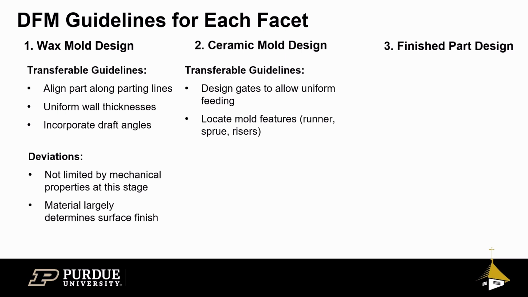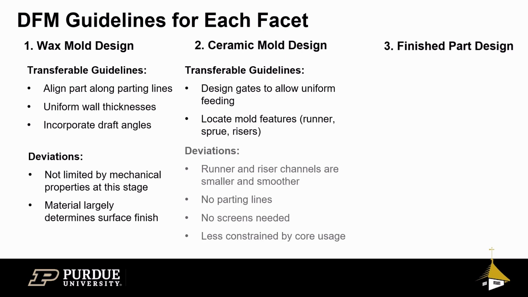Rules that can transfer over are the need to work in runners, sprues, and risers, since these are still needed with ceramic tree molds. However, these mold features are less intrusive to the overall design because the passages are smaller and smoother compared to sand castings. Additionally, parting lines and screens are no longer cause for concern since this process doesn't use a clamped mold design or sand.